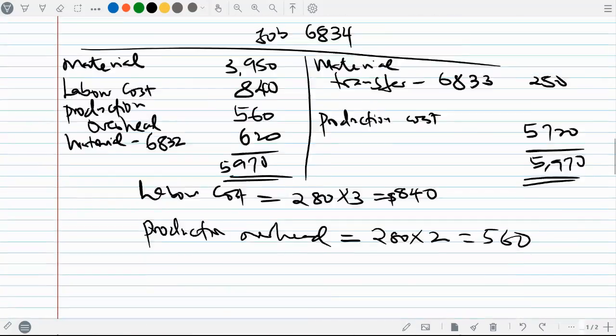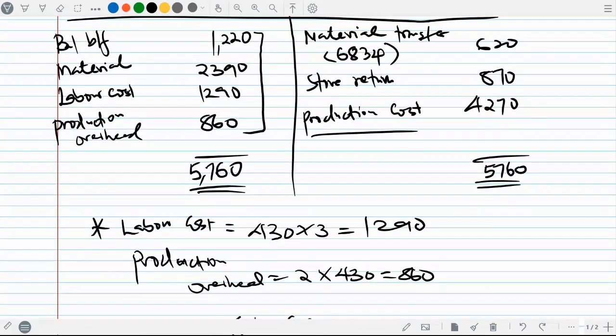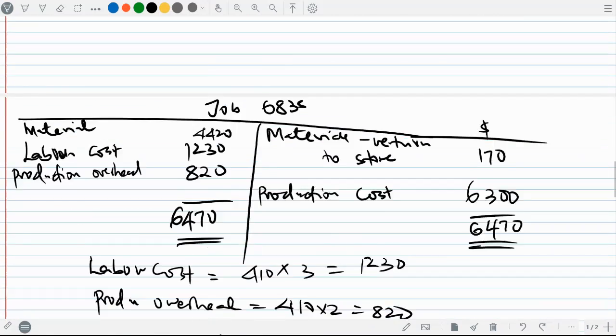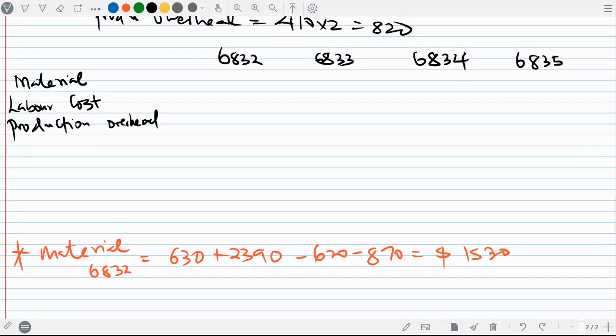No other material was received. However, there was some material taken back, which is 620 plus 870. Therefore, minus 620, minus 870, to give us how much to be the material cost for that job? 1530. That's the material cost for job 68.2.